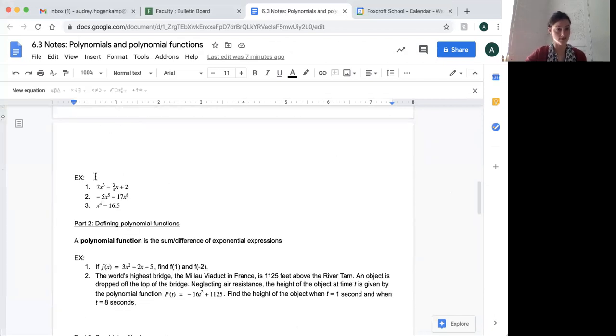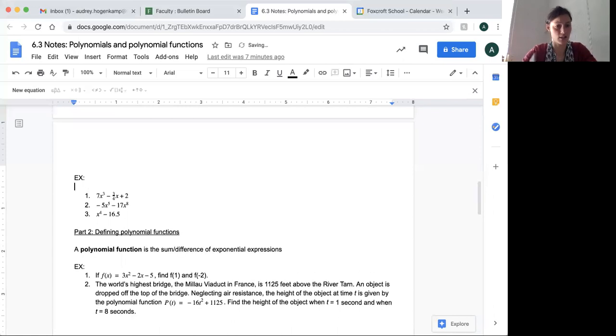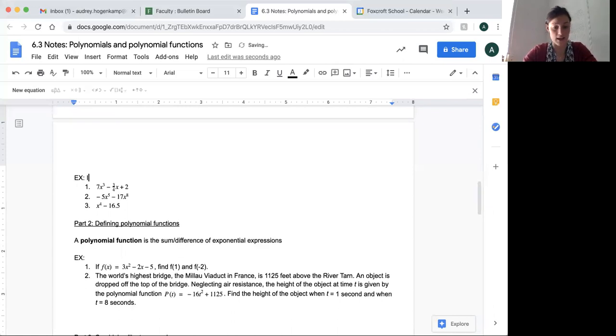So, for instance, I guess I should put instructions here. Example: identify the degree of the following polynomials. Don't say I never think on my feet.